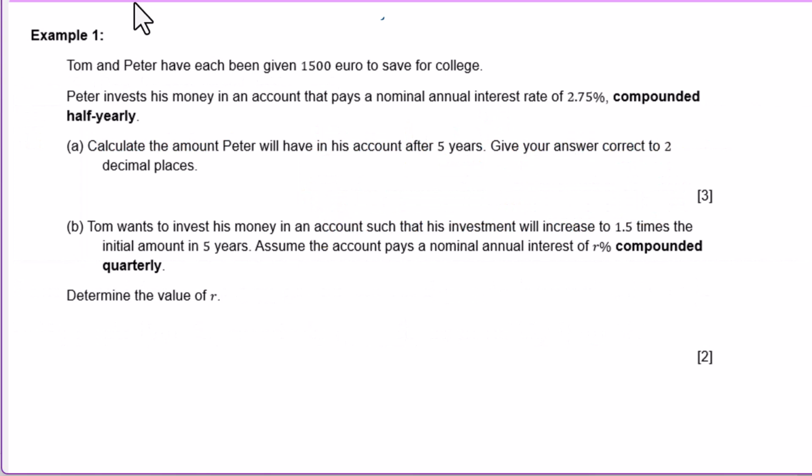1. Tom and Peter have each been given €1,500 to save for college. Peter invests his money in an account that pays a nominal annual interest rate of 2.75%, compounded half yearly. Calculate the amount Peter will have in his account after 5 years. Give your answer correct to 2 decimal places.